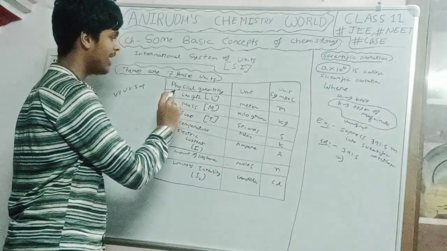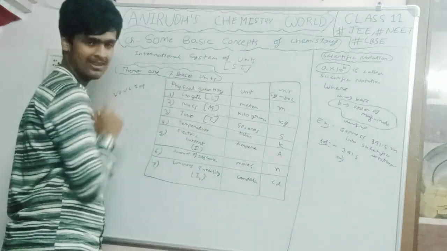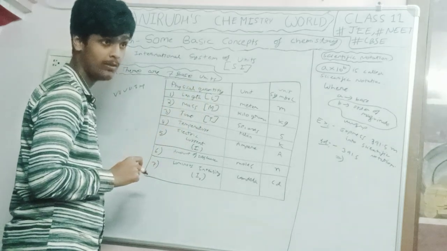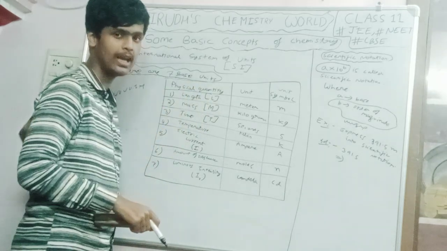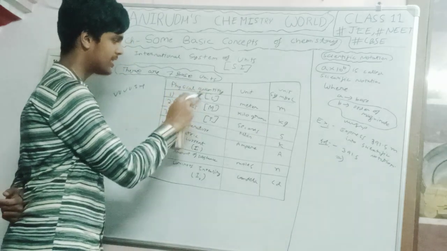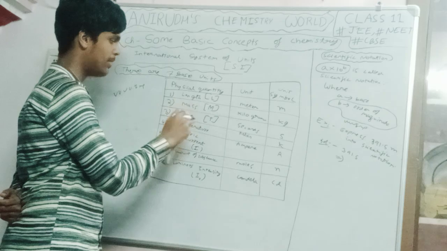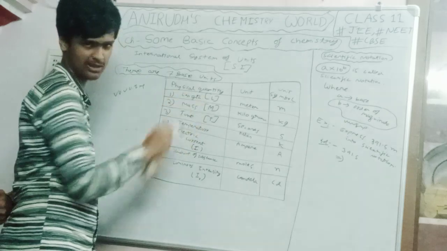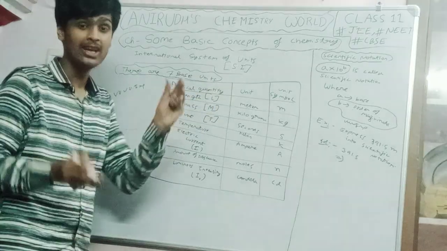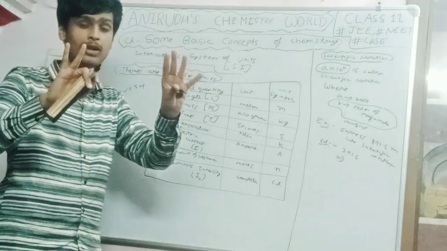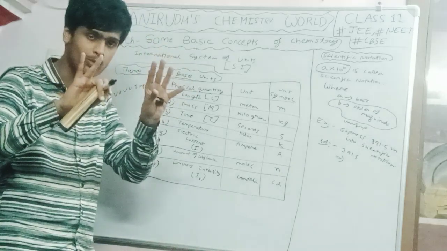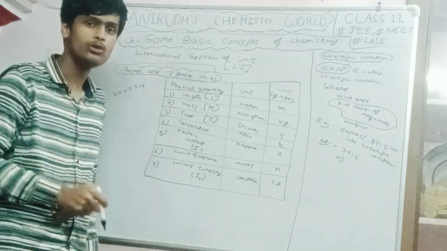In physics you might have these length, mass and time dimensions. Length dimension is capital L, mass dimension is capital M, and time dimension is capital T. You have 7 fundamental or base physical quantities, and for these you will have 7 SI units.